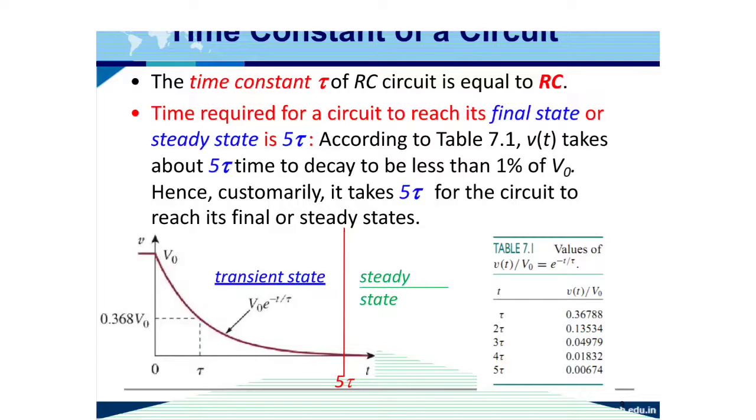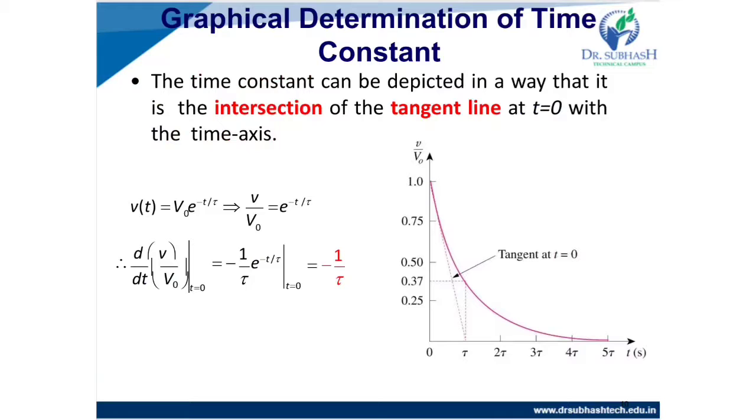This is called the time constant and its transient state. After it reaches the steady state condition, its fan speed is constant. But before the steady state, it is a transient state. So likewise here, graphical determination of time constant.